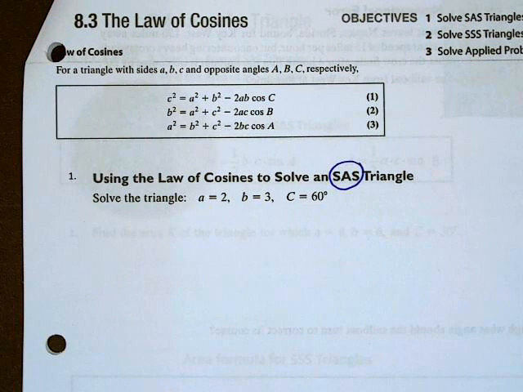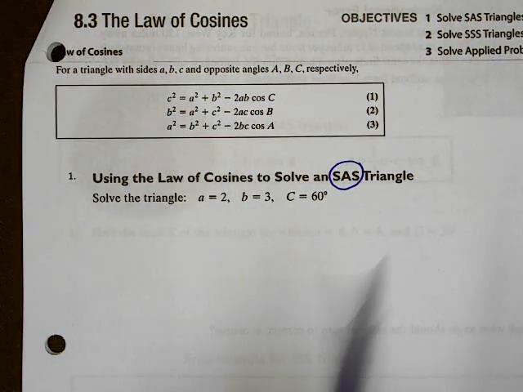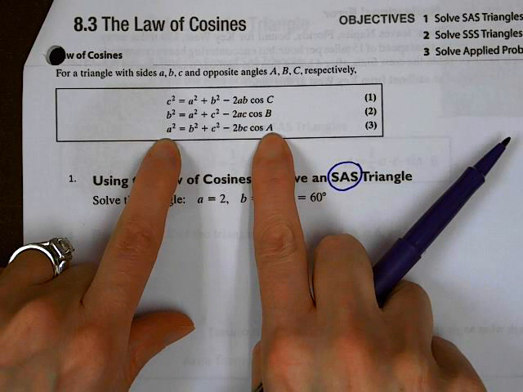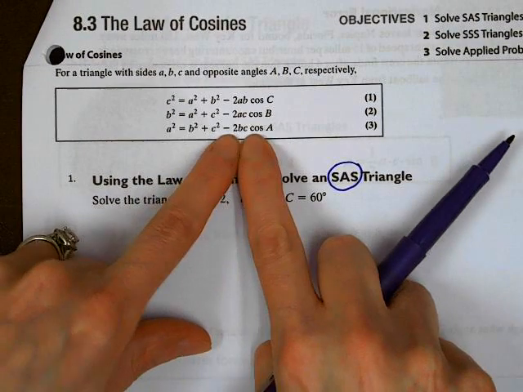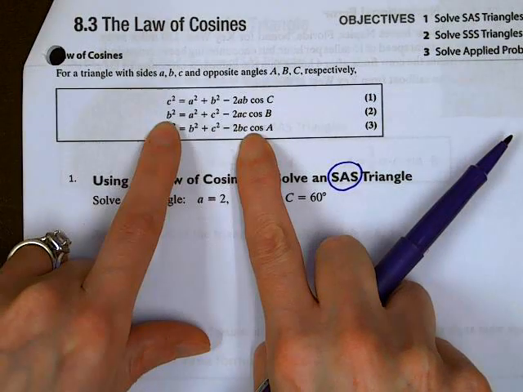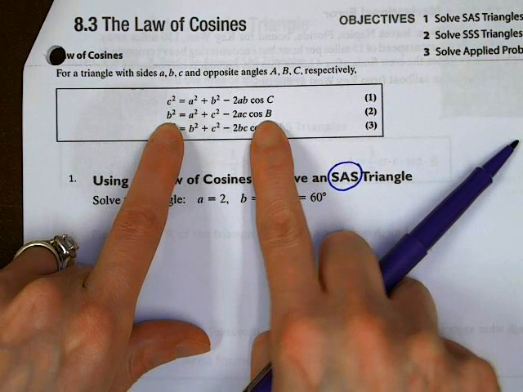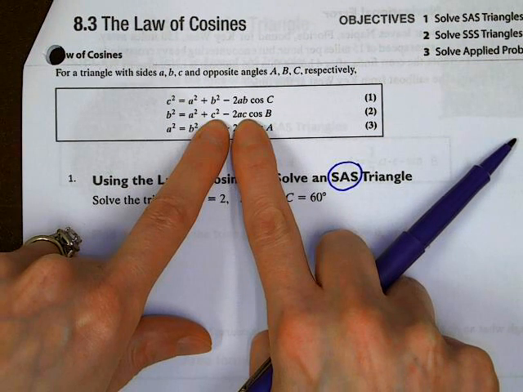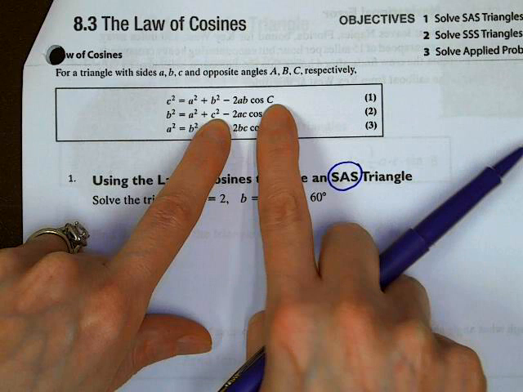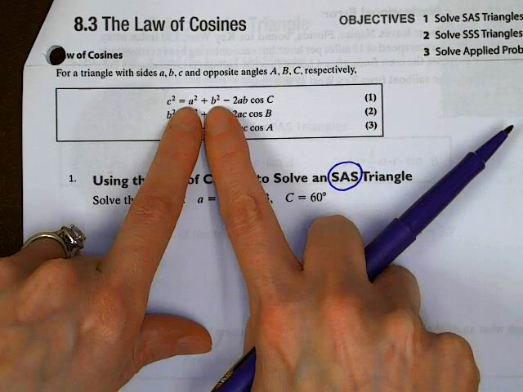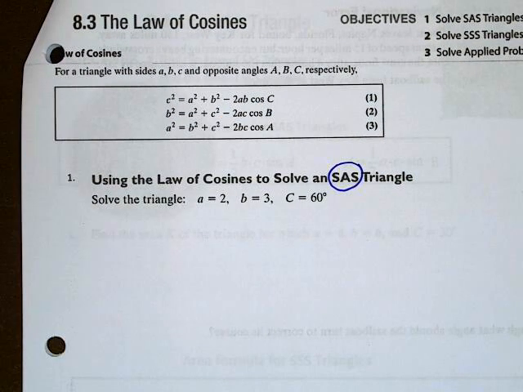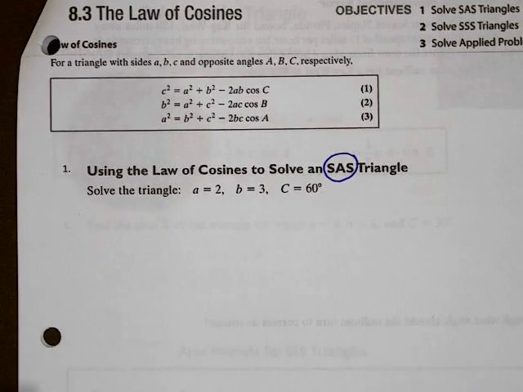So you'll notice a pattern. If you're trying to find angle A or side A, then these are both B's and C's. If you're trying to find angle or side B, then these are all A's and C's. And if you're trying to find angle C or side C, then these are all A's and B's. But it's all the same formula. All right, so let's try it.